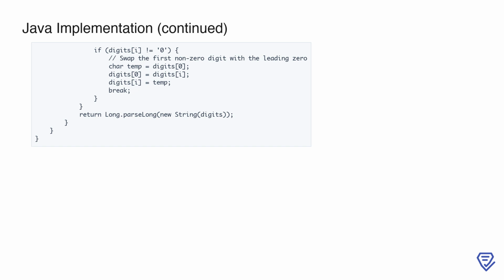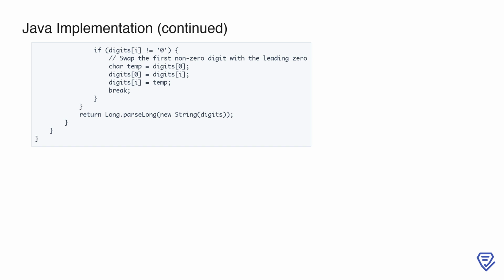Now, if the number is positive, we proceed to arrange the digits in ascending order. However, we must ensure that the resulting number does not start with a 0. To handle this, we iterate through the sorted digits to find the first non-zero digit. Once found, we swap this digit with the leading 0 in the array. This guarantees that the number is valid and doesn't have unnecessary leading zeros. After making the necessary adjustments, we convert the character array back into a string and then parse it into a long type to return the final result.